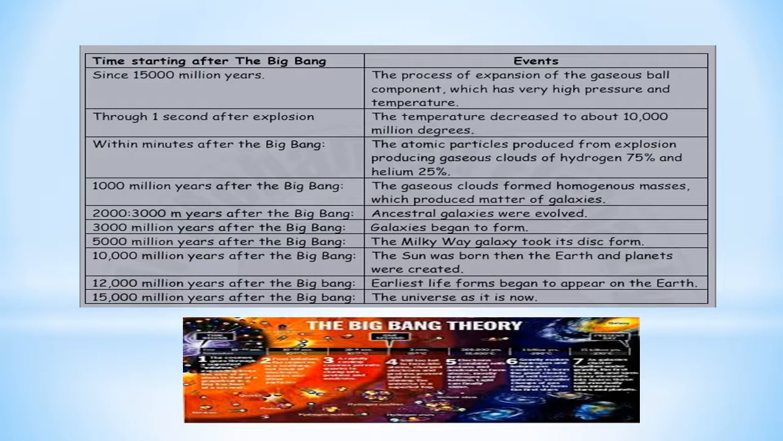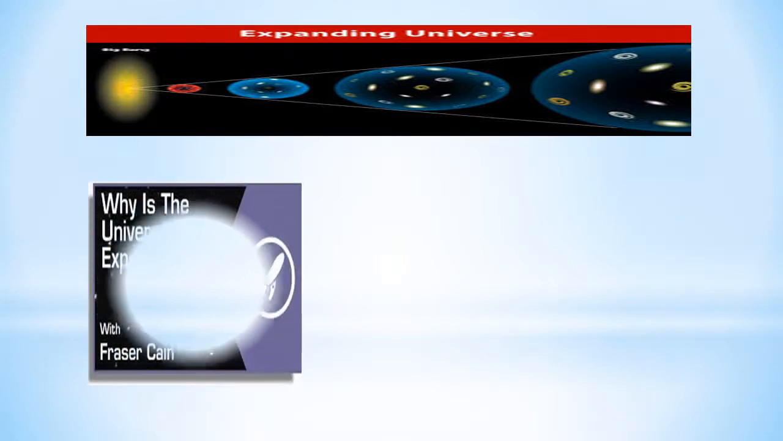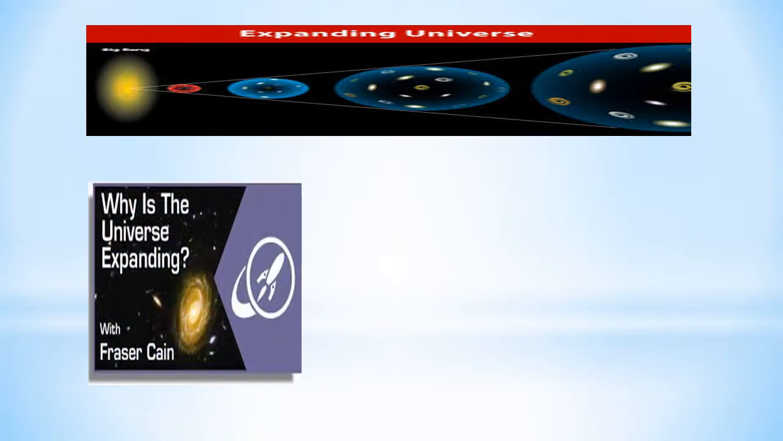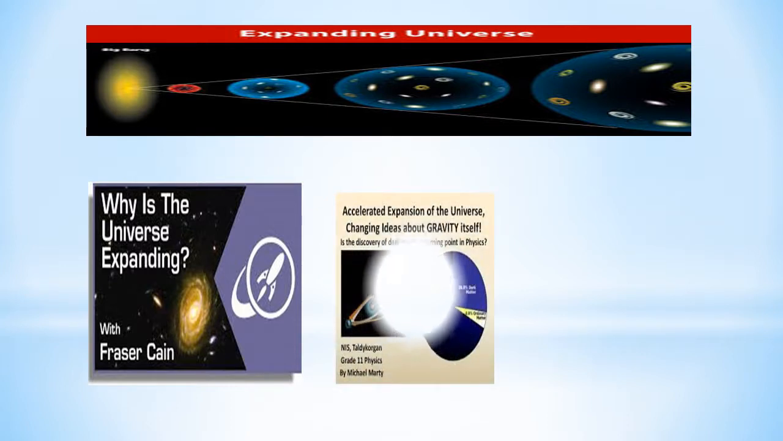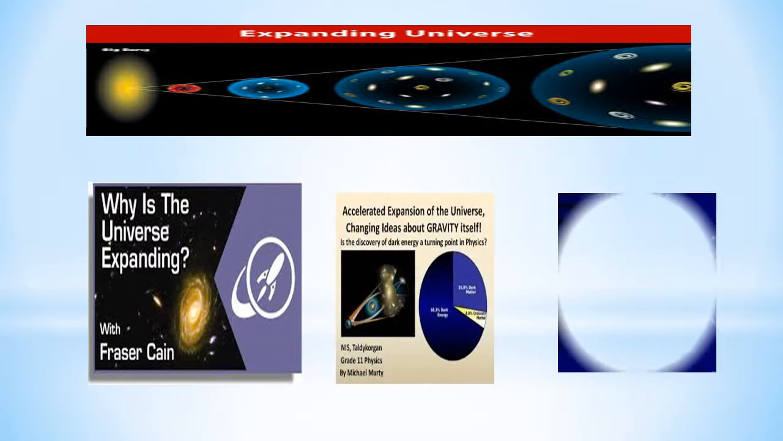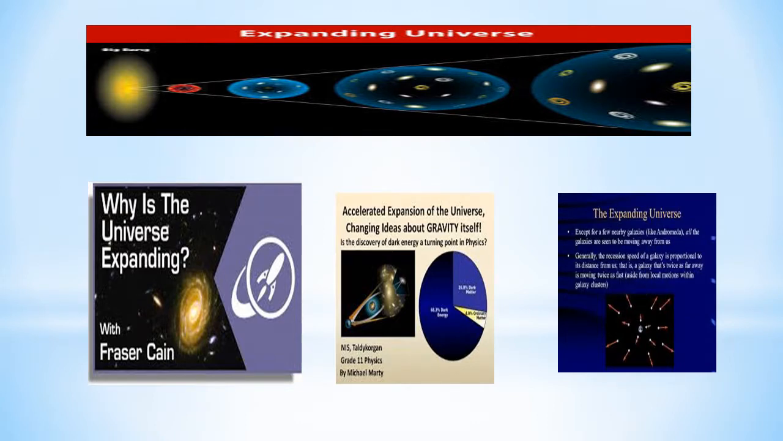After about 15,000 million years, the universe is as it is now. It means the universe was formed as it exists today. And this is called the Big Bang Theory. So why is the universe expanding? The continuous expansion of the space of the universe is due to the movement of galaxies apart. So as a result of the movement of galaxies, the universe expands.